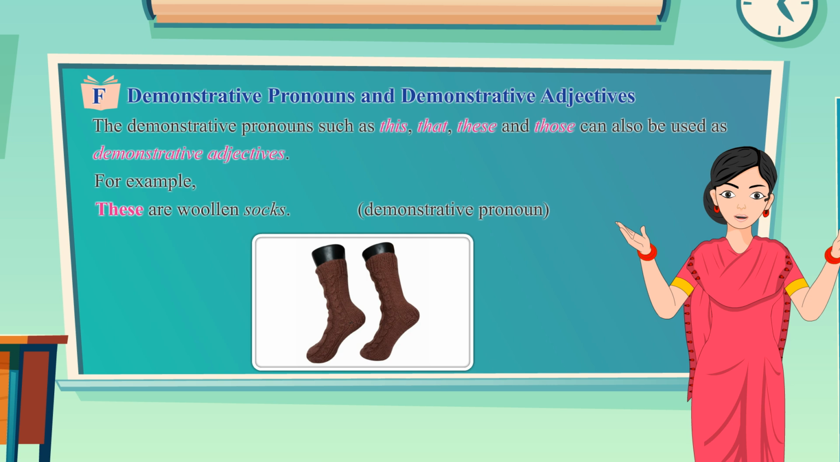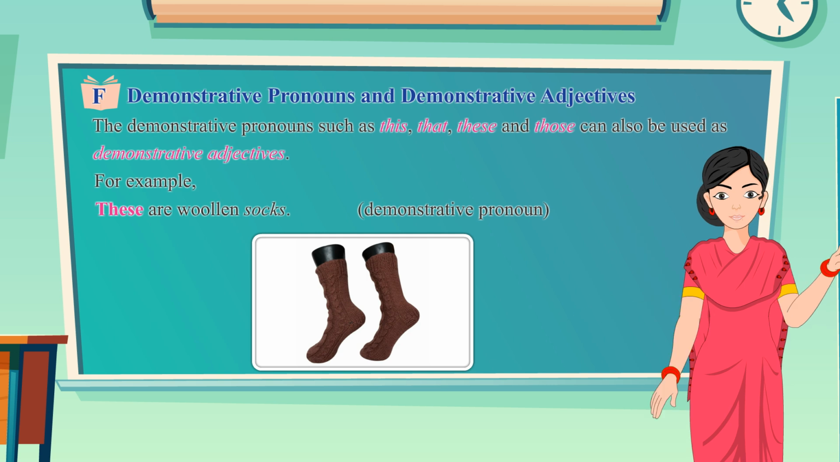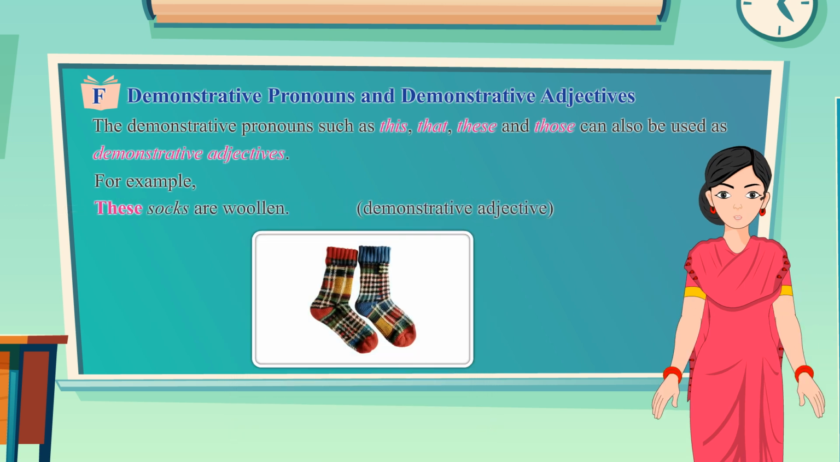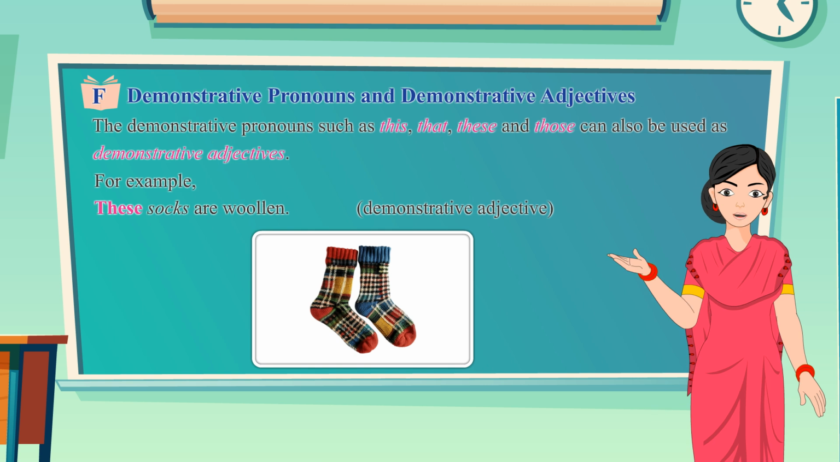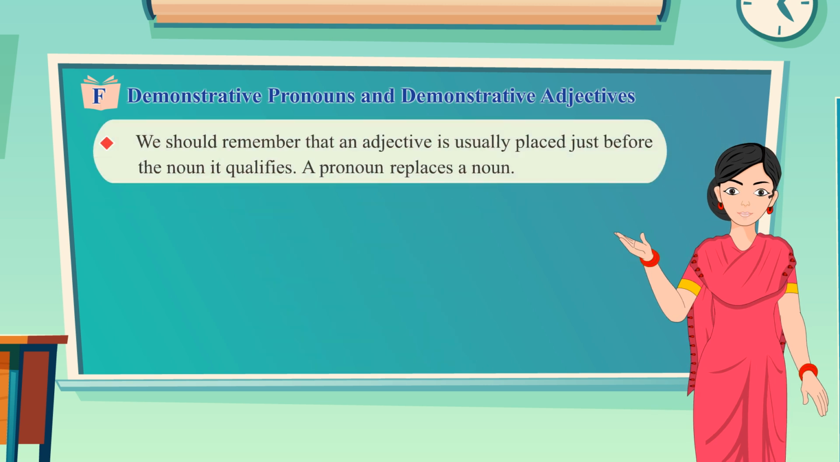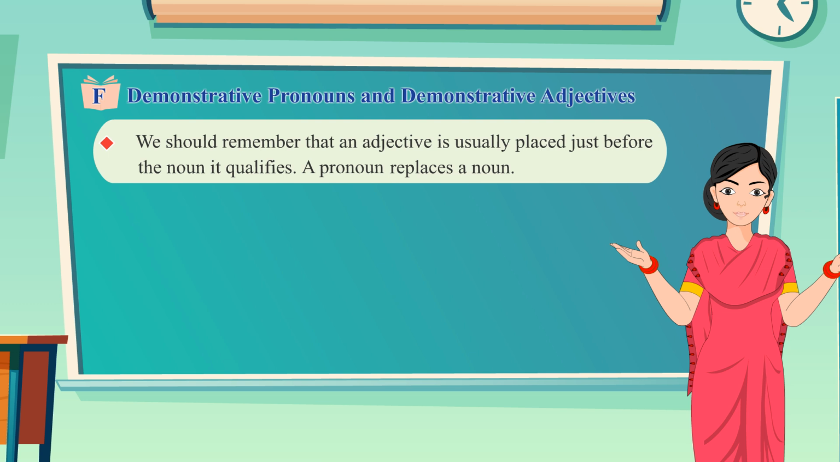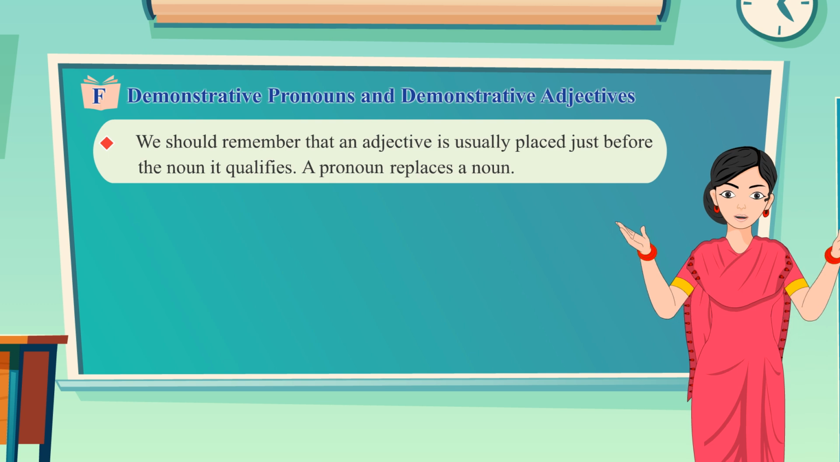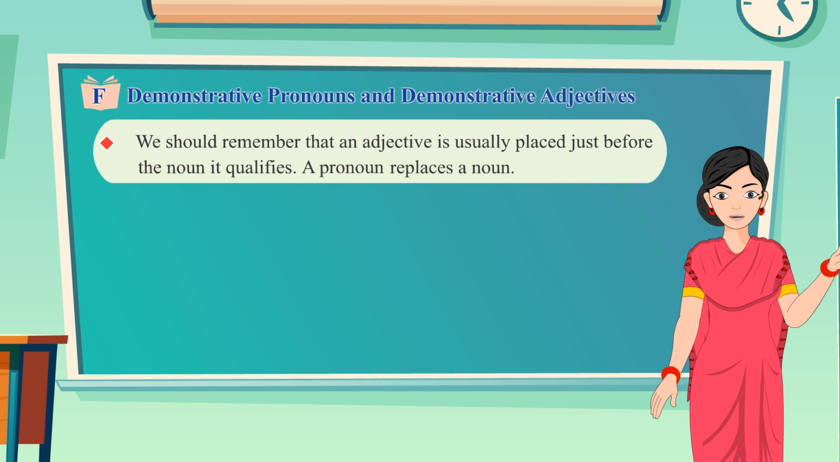These are woolen socks, demonstrative pronoun. These socks are woolen, demonstrative adjective. We should remember that an adjective is usually placed just before the noun it qualifies. A pronoun replaces a noun.